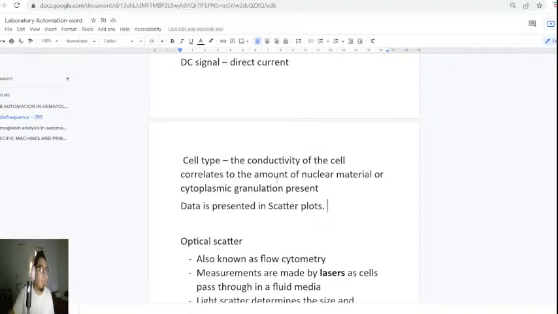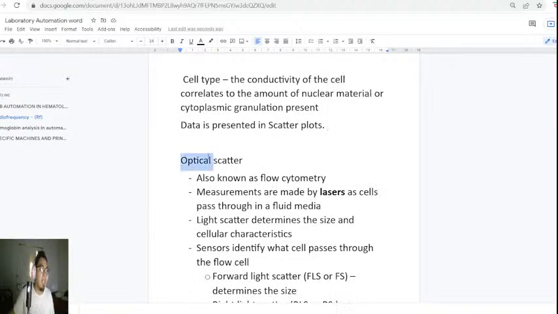Now, the next thing that you need to remember is optical scatter. Optical scatter is known also as flow cytometry. Flow cytometry is based on the amount of light being directed to cells. Measurements are made by lasers as cells pass through a fluid media. What is the fluid media again? It's called a diluent. This time the diluent is not conductive. It allows only the flow of the cells and allows cellular integrity to remain intact.